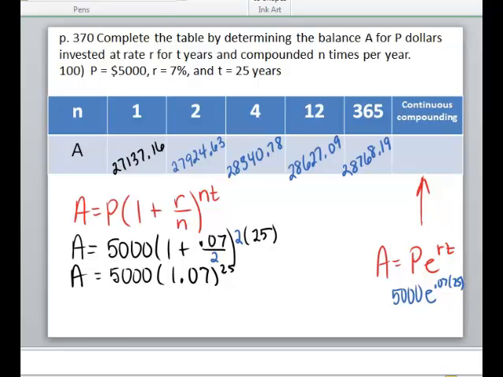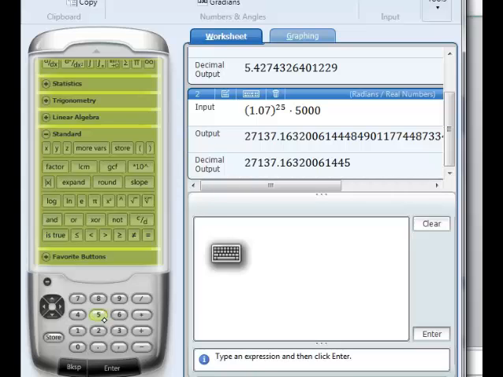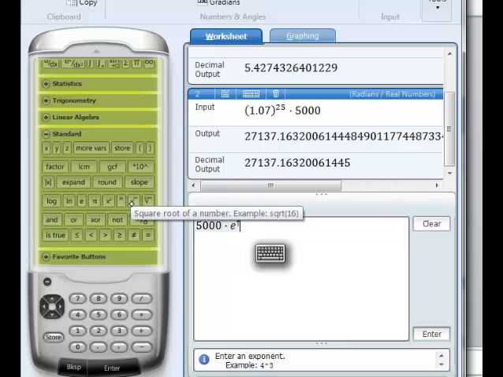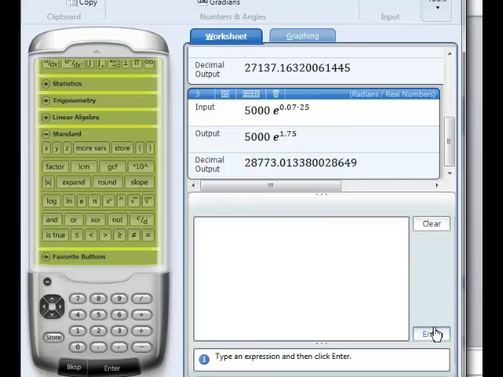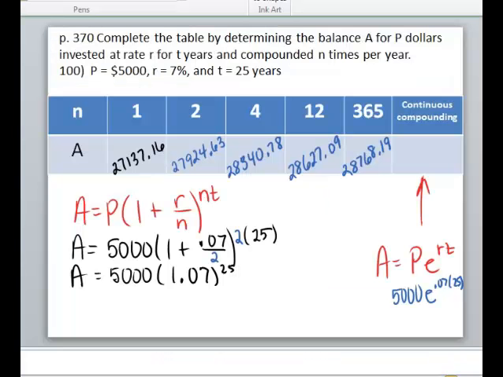So you need to use your e button on your calculator. So you'd hit 5,000 times e to the parenthesis 0.07 times 25. Enter. And we have our answer right there, and I'll copy that over. It's 28,773.01.